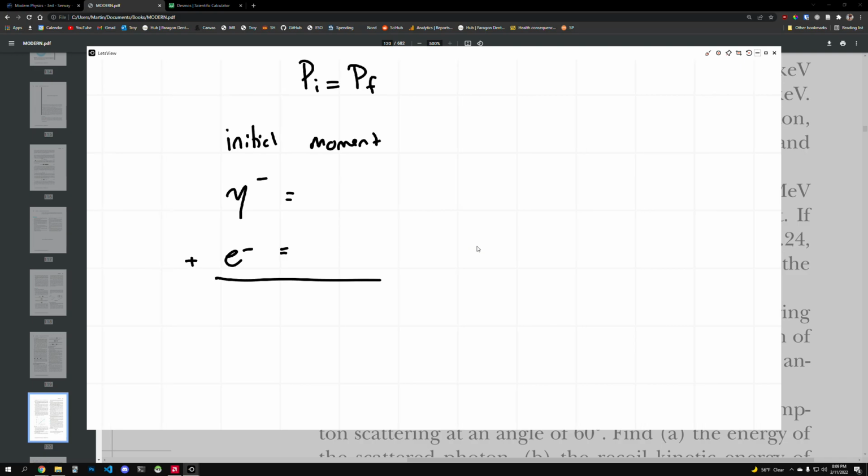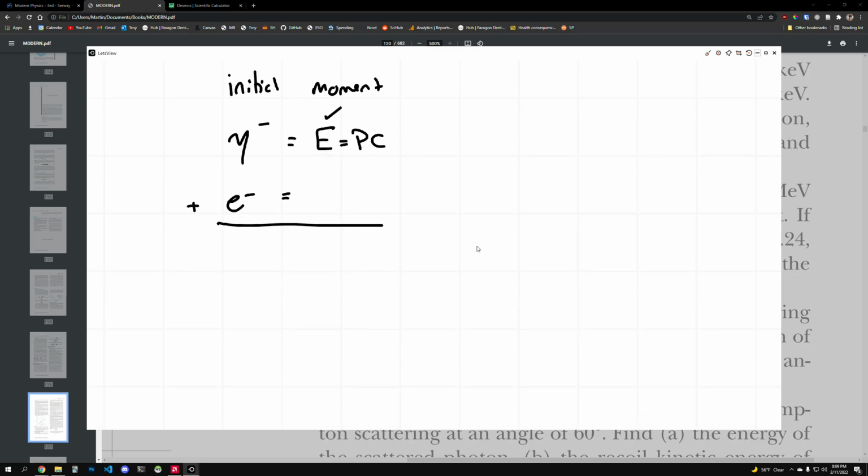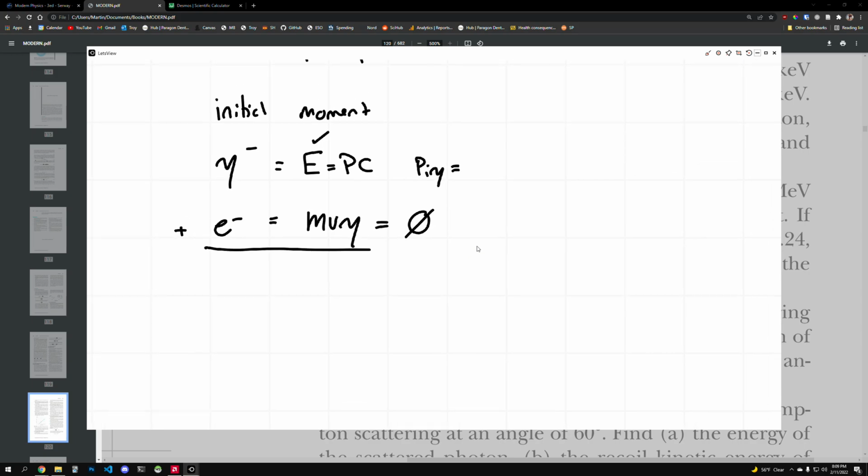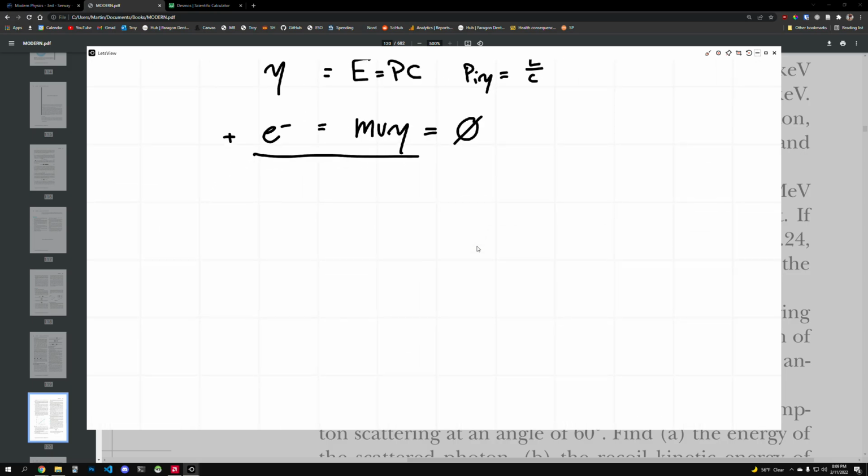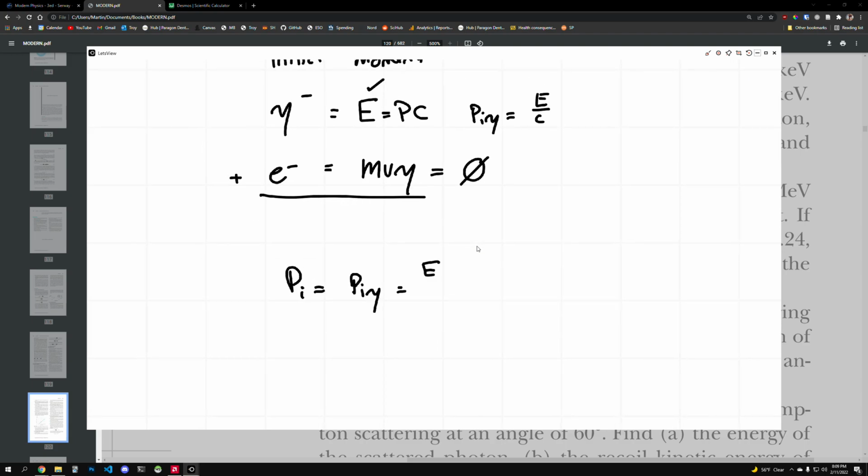And the initial momentum of the photon is given by E is equal to pc, because that's how we find the momentum of a photon. And guess what? We're given E, so that's perfect. And the initial momentum of the electron is m v gamma. Well, the velocity of our electron was 0, so this is actually 0. And so p initial gamma is actually given by E over c. So perfect. I will define initial momentum as the initial momentum gamma, which is equal to E over c.